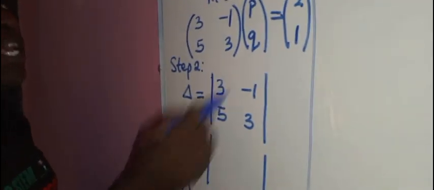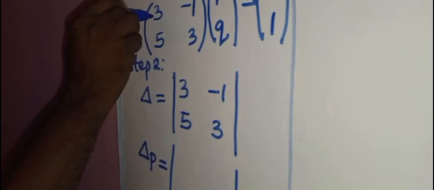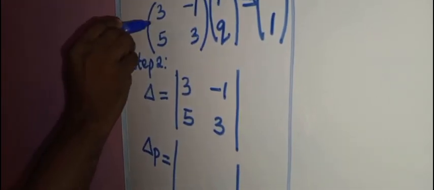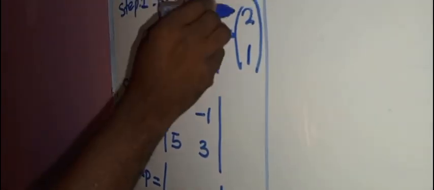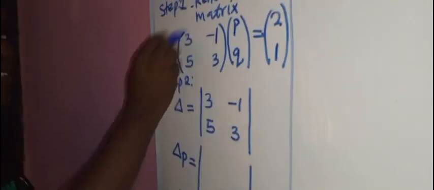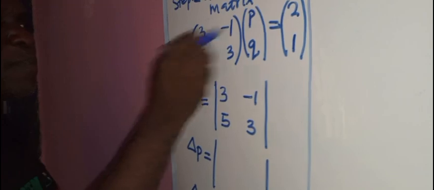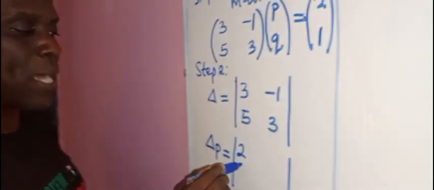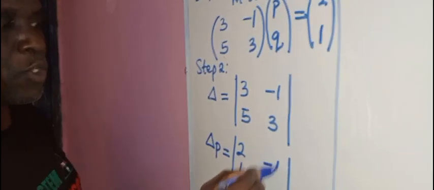Now delta P means you will replace this with this column. This is column 1, 2. This is rows 1, 2. You will replace the result with the first column of this matrix and you find the determinant. That means this one will be replaced by this. That will be 2, 1. Then you repeat this one, minus 1, 3.